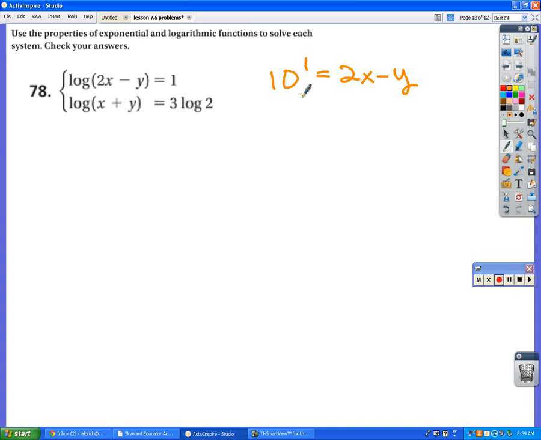Then you need to use x, so your variable would be over here. It would be 10 to the first power equals 2x minus y, and 10 to the first power is just 10, so I don't really need that exponent. Now this is a little bit trickier because I have a log on both sides. What can I do, first of all, with this?